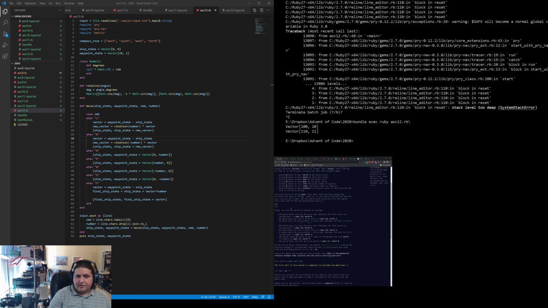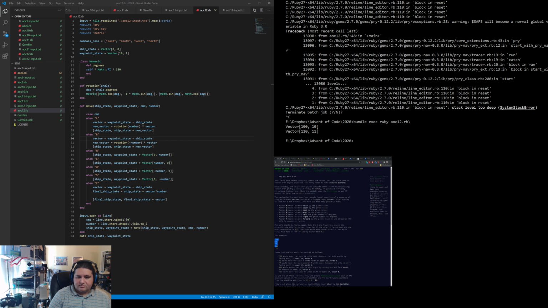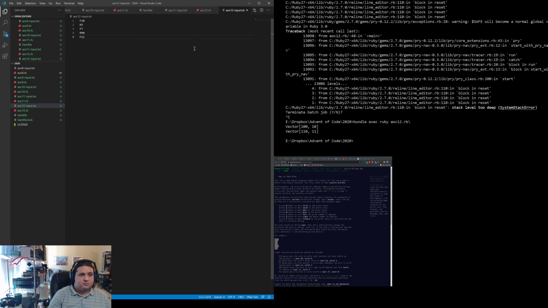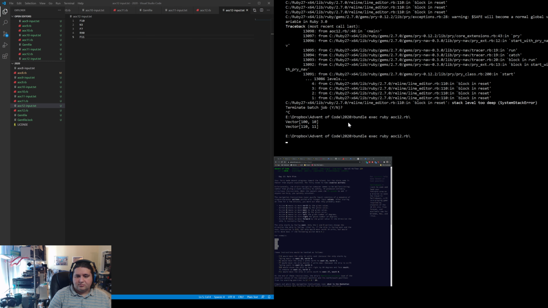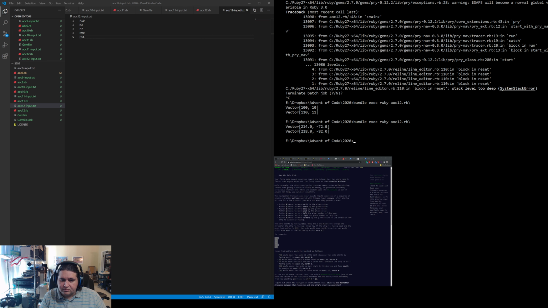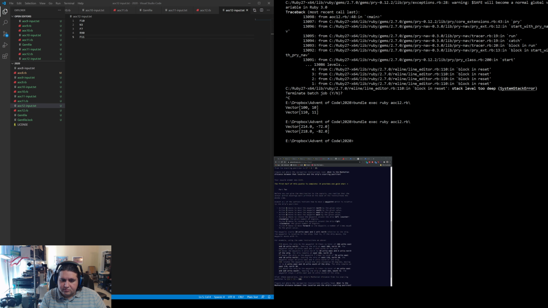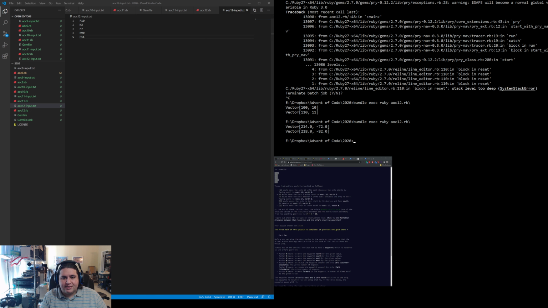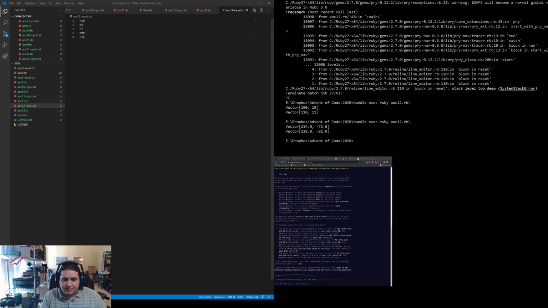Okay, let's see how good I am with the test. The ship at 214 South 72. 214 South 72. That's correct. The waypoint stays 4 units east and 10 units south of the ship. 4 units east, 10 units south. Seems great to me.